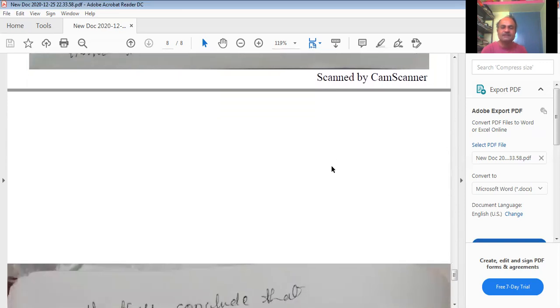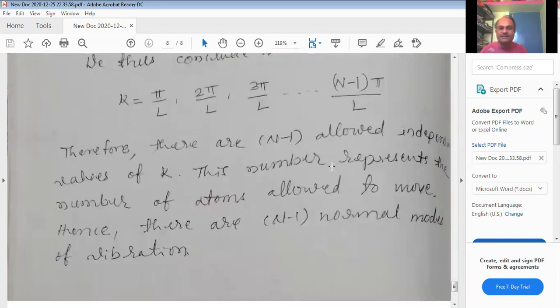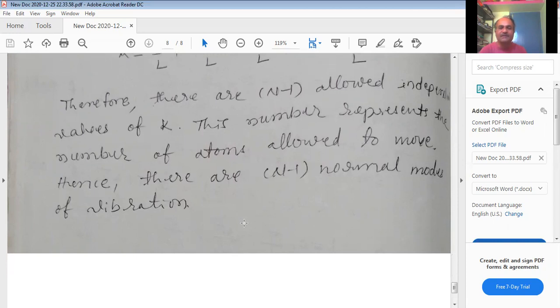We thus conclude that the first one I am omitting, the k is equal to 0 case. So the remaining are k is equal to pi by L, 2 pi by L, 3 pi by L, up to n minus 1 pi by L, and here it was N pi by L, that is omitted for the last atom. And therefore there are N minus 1 allowed independent values of k. This number represents the number of atoms allowed to move. Hence there are N minus 1 normal modes of vibrations.